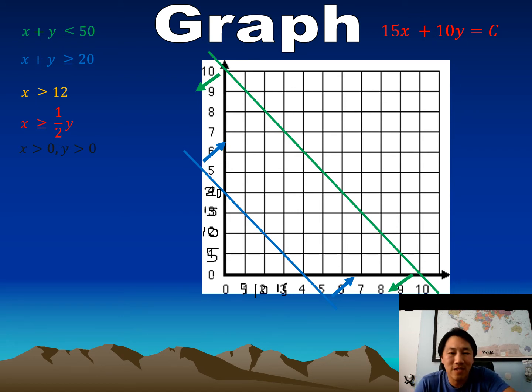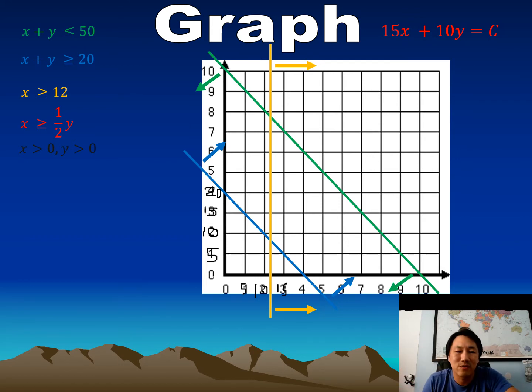Let's go ahead and graph the yellow line. X is greater than or equal to 12. Remember, x equals is always the vertical, straight up and down graph. So go ahead and find that at the 12. Now we have to decide if we're going to shade to the right or to the left of that. If you plug in 0, 0, 0 is definitely not greater than or equal to 12, so do not shade towards the 0, 0. Shade away from it.